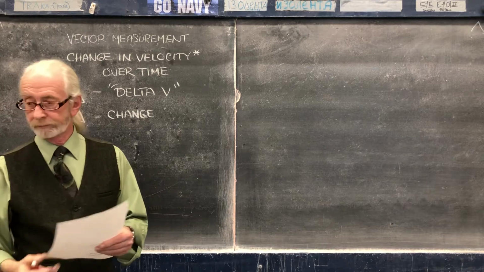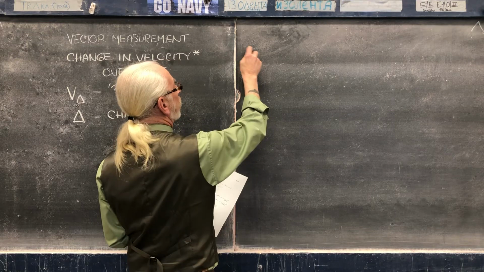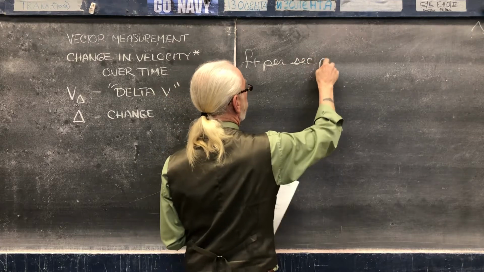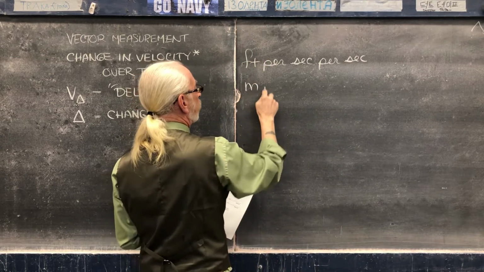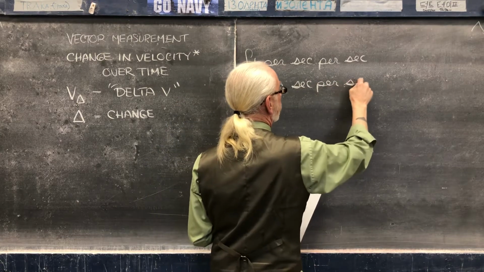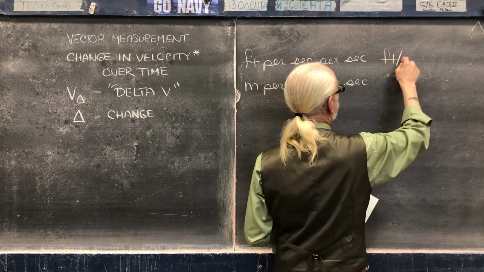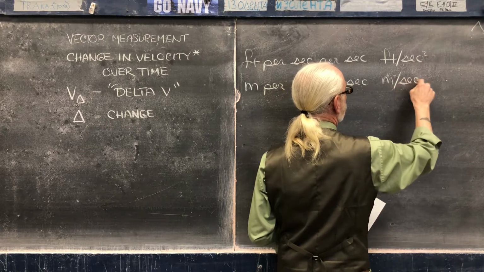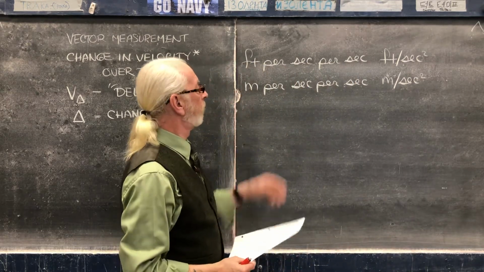All right. Now, we measure acceleration in feet per second, or meters per second. We abbreviate it like so, feet per second squared, or meters per second squared. All right. Now, what do we mean by that?